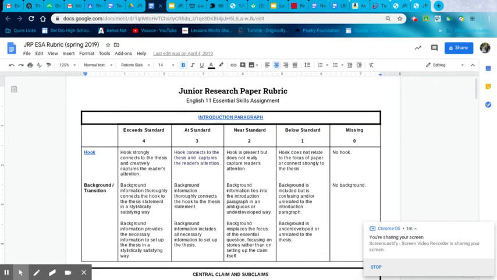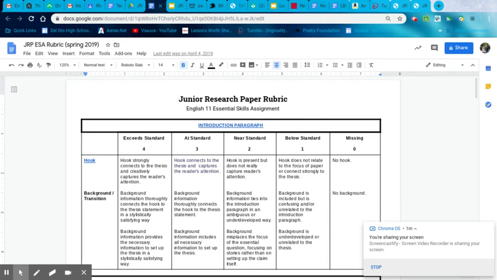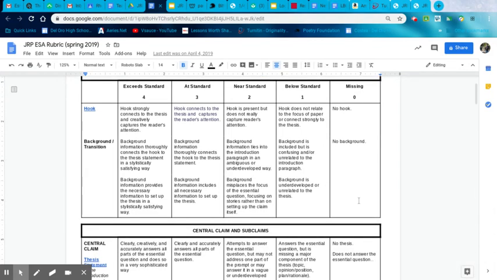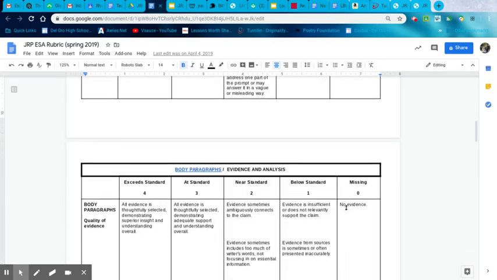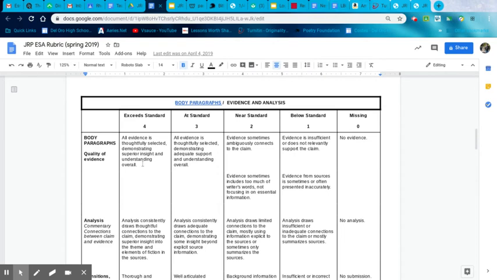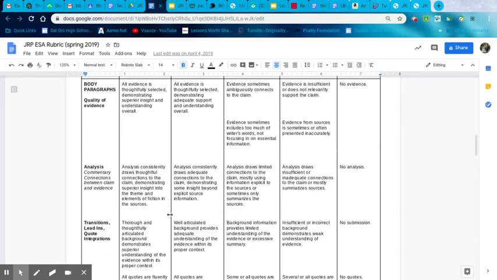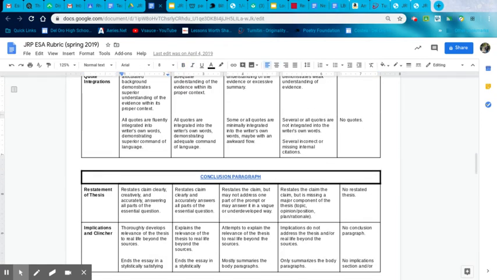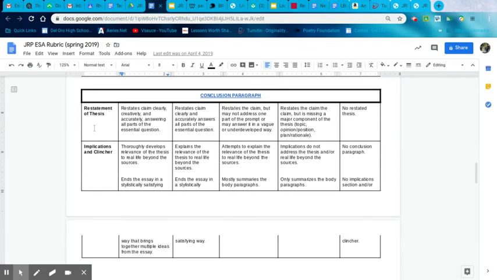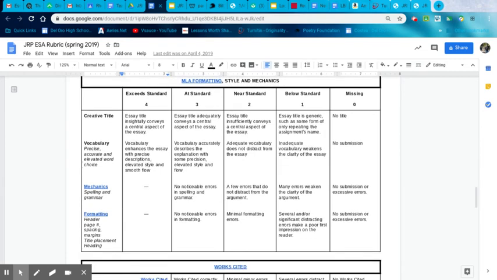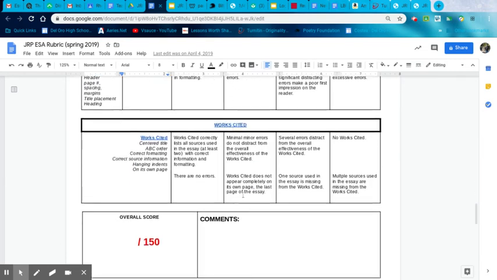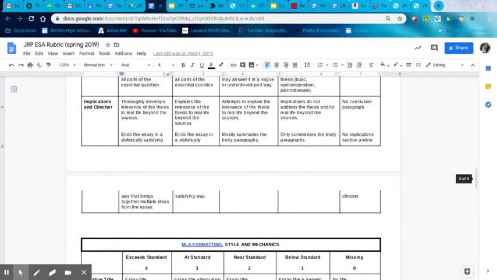But here's the rubric that I'm going to grade you on when you turn in your final draft. So: hook, background, transition, central claim, thesis statement, subclaims, which are going to be the topic sentences of your body paragraphs, evidence and analysis, which includes all of your research. This is where your research component is going to come in. Transitions, lead-ins, and quote integrations, the conclusion paragraph with the restatement and clincher, the MLA formatting and creative title, and then lastly, works cited. It's pretty standard. It's 150 points.